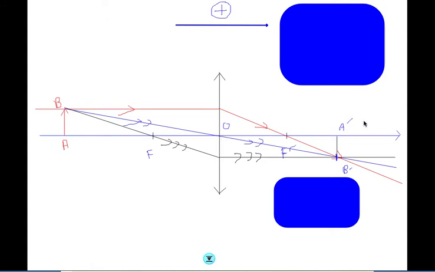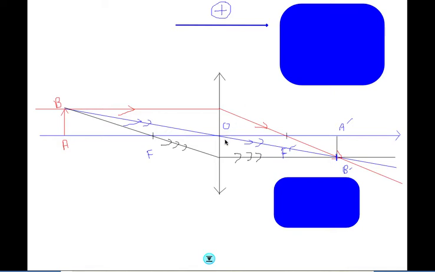You finish with the drawing of this diagram. You have A prime B prime, which is the image of AB, the object, and we're going to talk about positions and the height of the image. So first we talk about distances.